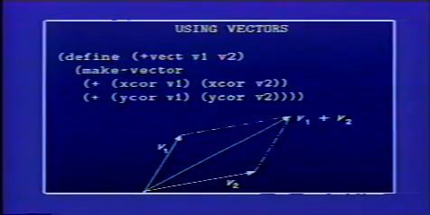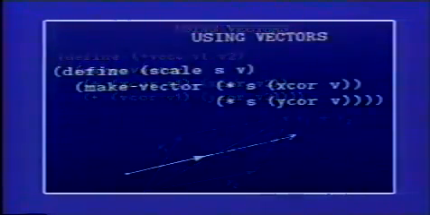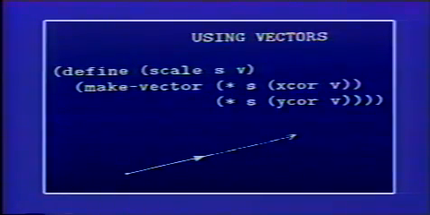Okay, and then similarly, we could have an operation that scales vectors. So here's a procedure scale that multiplies a vector v by some number s. So here's v. V goes from there to there. And then I scale v, I get a vector in the same direction that's longer. And again, to scale a vector, I multiply the successive coordinates. So I make a vector whose x coordinate is the scale factor times the x coordinate, and whose y coordinate is the scale factor times the y coordinate.